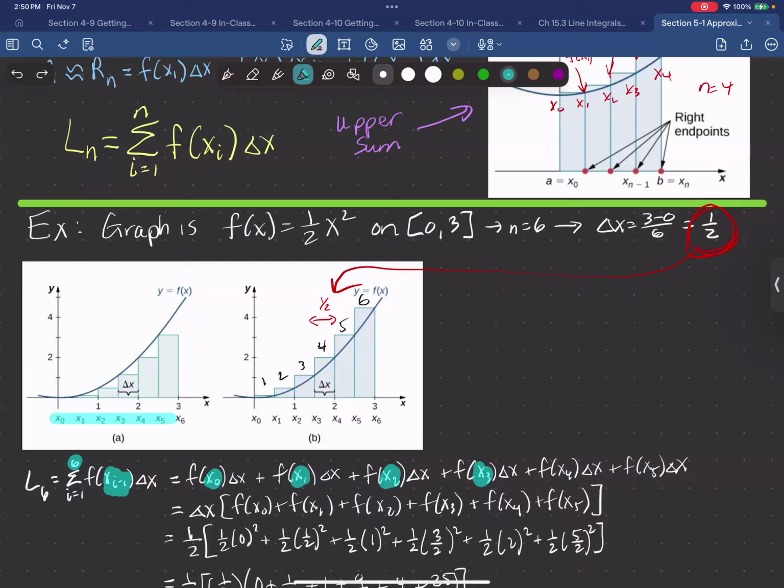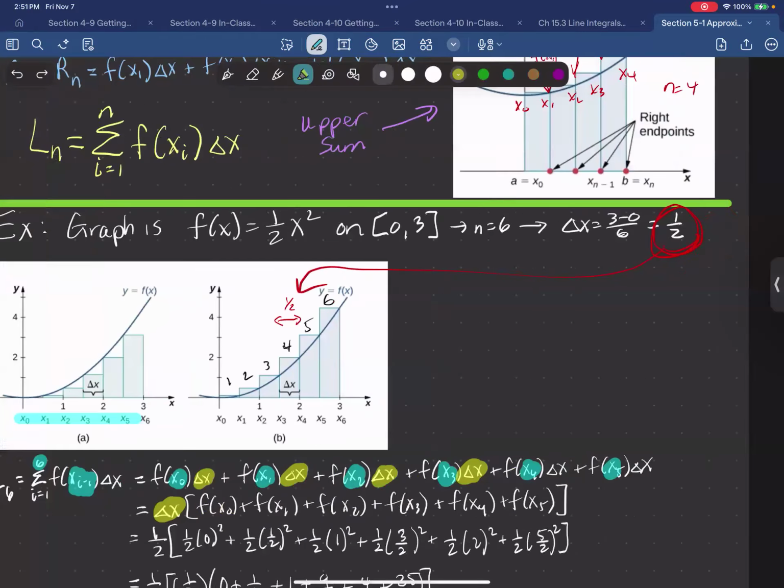We can factor out delta x, and I think it's a little easier to write everything when you're working on this later on. So here, factor out the delta x. I mean, we had it on each one, and it's consistent on each one, so we can just factor it out. Okay, then figure out what those values are.